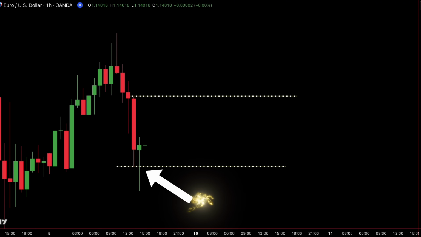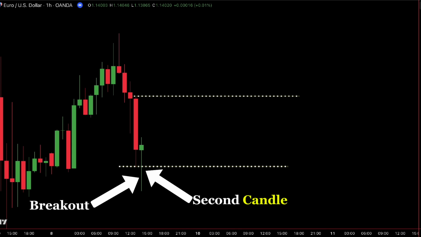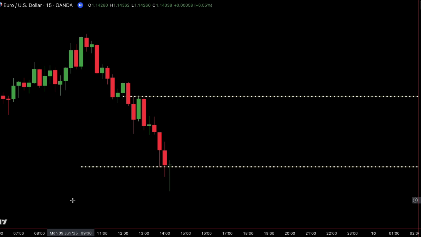The very next candle breaks below the low, but look, it actually closes back inside the range. That's huge. On the higher time frame, this is our first clue that manipulation just happened. Now let's zoom into the 15-minute chart and see what was really going on inside that 1 hour candle.